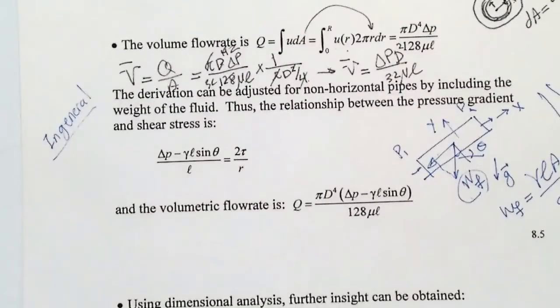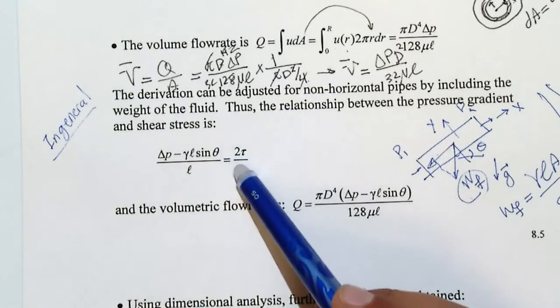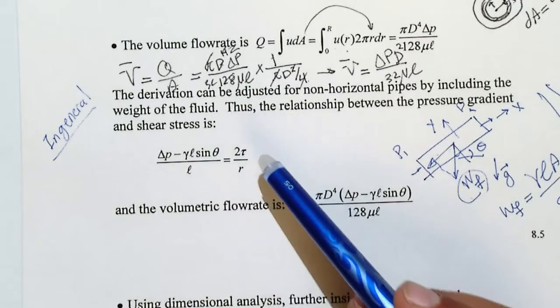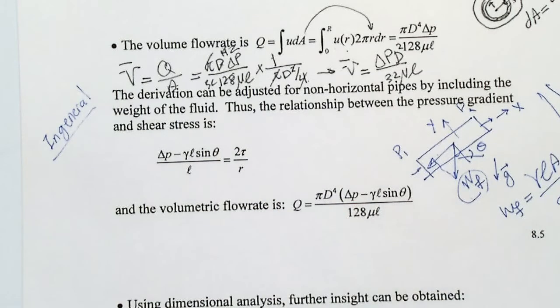Okay, that's all you need to do, because again for the velocity profile, you're going to use this equation to find the velocity profile as we talk about the integral terms. That's why it shows up there, but it changes linearly, just delta P replaced by delta P minus gamma L sine of theta.